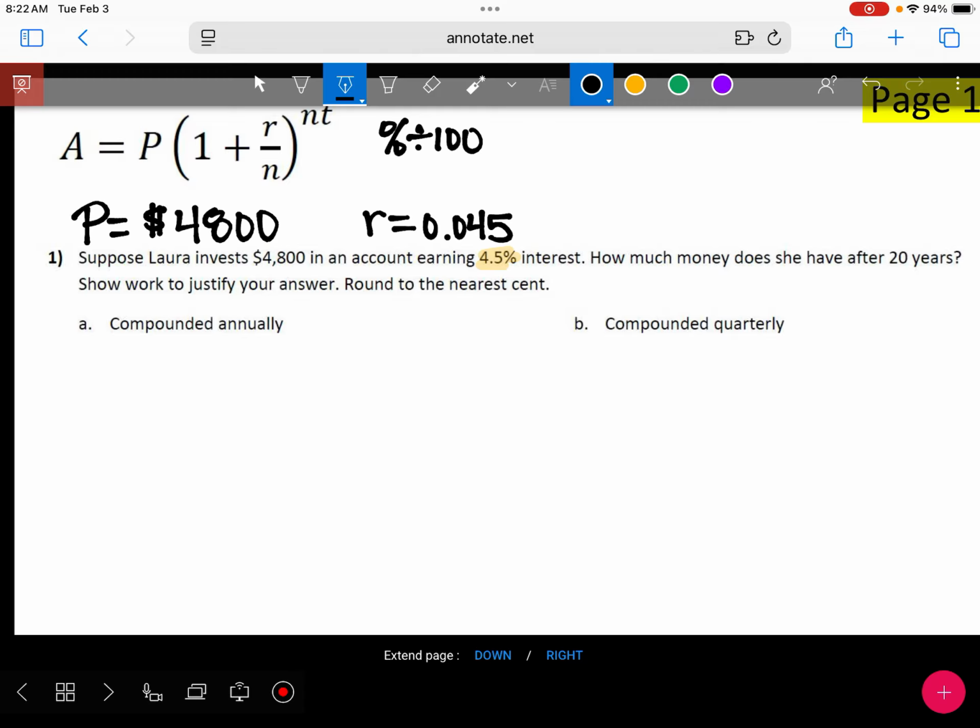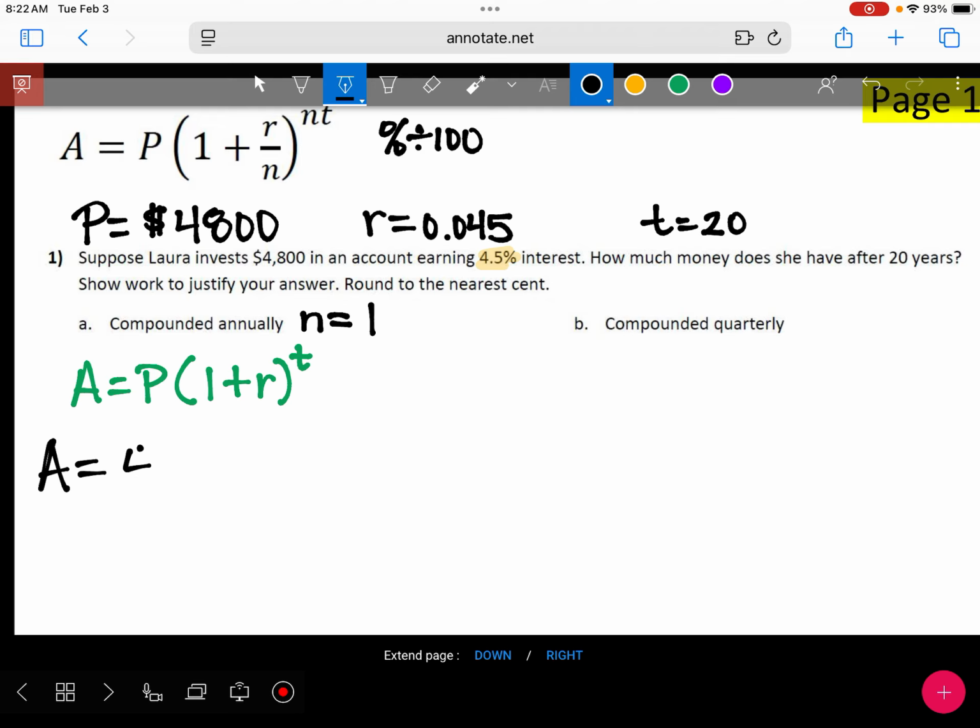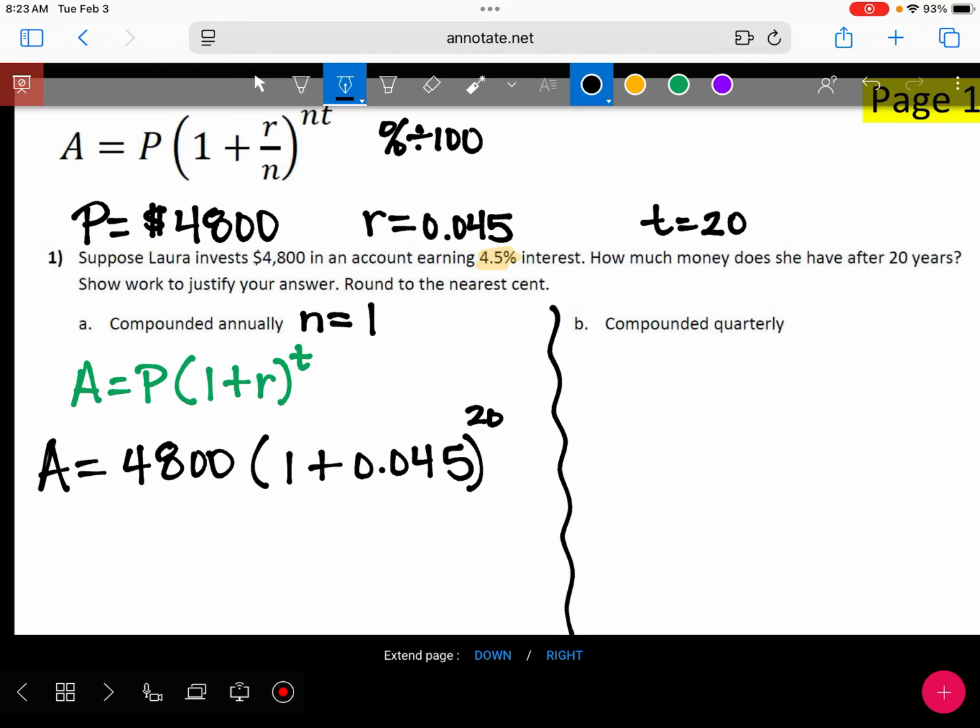How much money will she have in 20 years? So T is 20. So the first one says annually, which means we're using the formula A equals P(1 plus R) to the power of T. So we don't need to include the N value. So we're just typing that in our calculator. 4,800, parentheses, 1 plus 0.045, and it's to the power of 20. Go ahead, take a moment, type that in. And when we're talking about money, we go to the hundreds place.